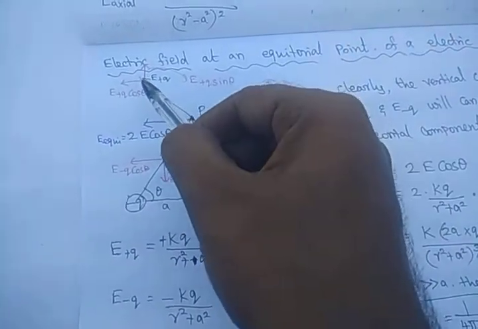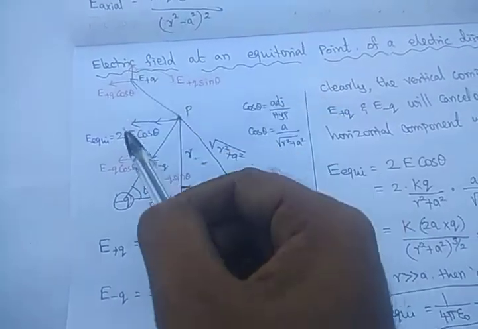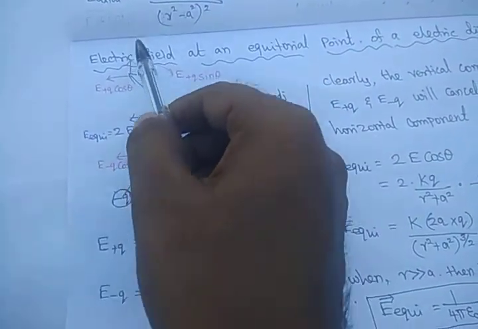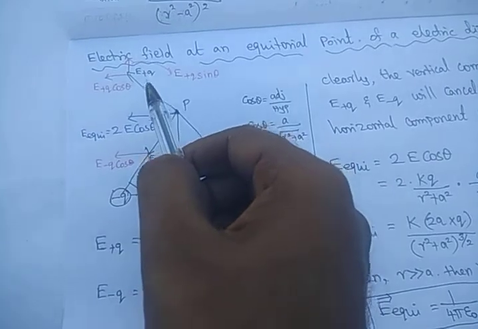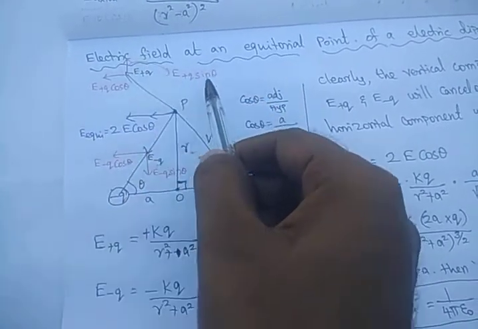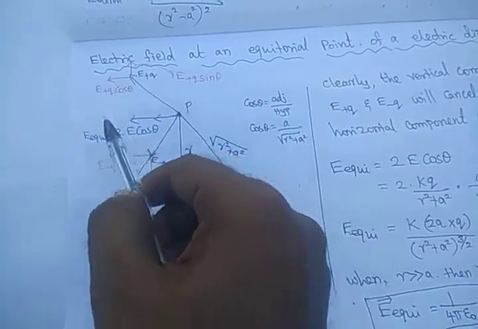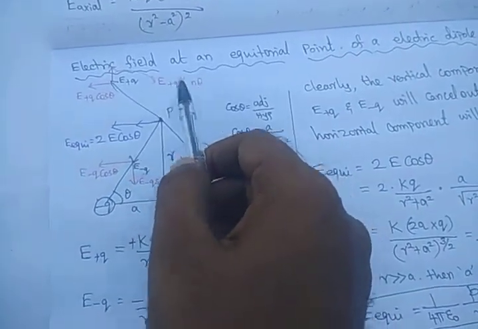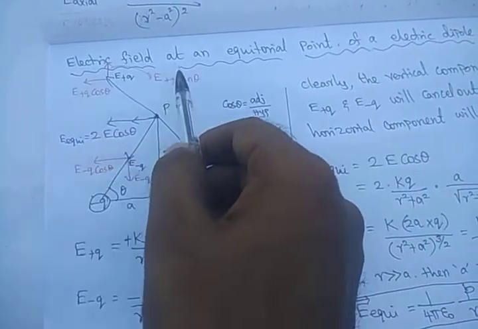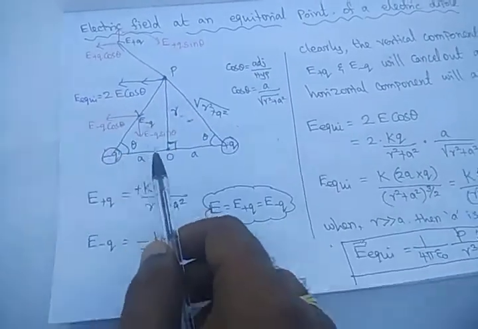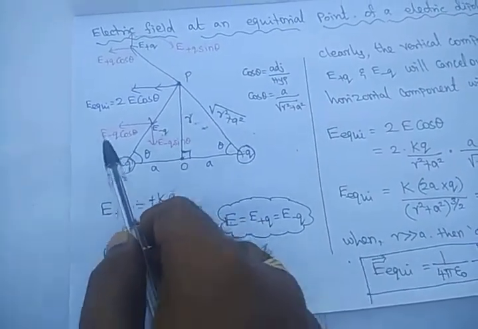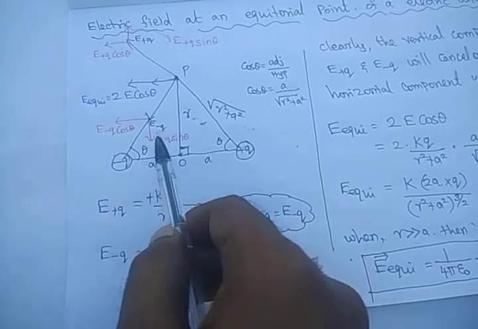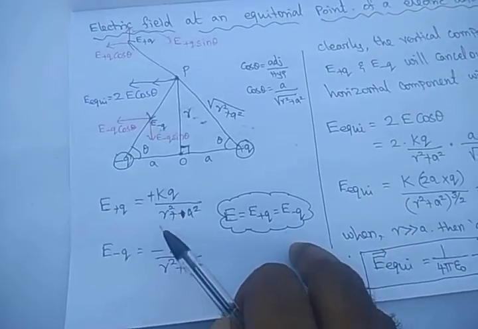So this electric field is a vector. It has two components, both horizontal and vertical components. Always we have to represent the vertical component as sin theta and the horizontal component as cos theta. So we get E plus Q sin theta and E plus Q cos theta as vertical and horizontal components, and E minus Q sin theta and E minus Q cos theta as vertical and horizontal components.